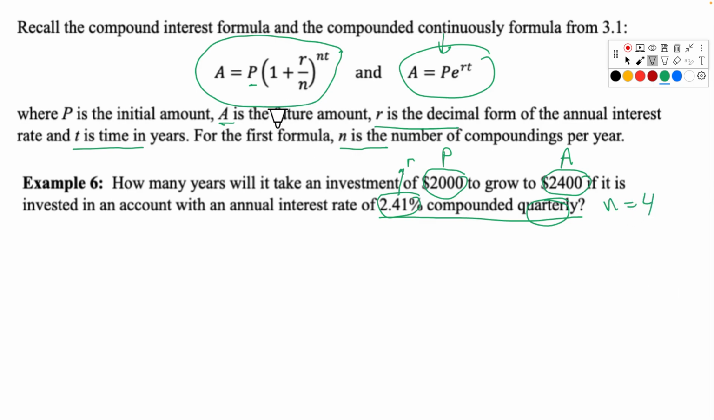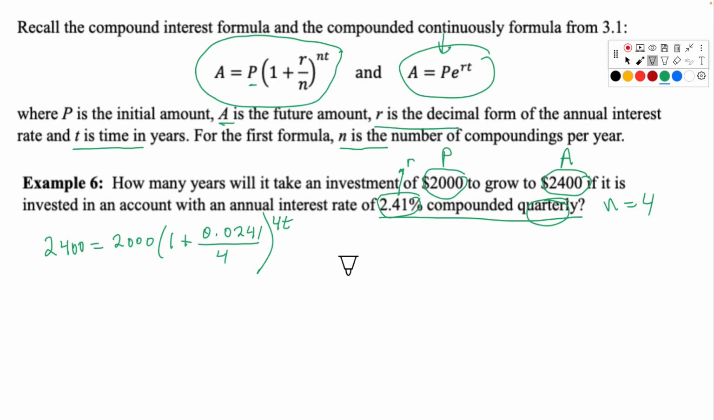And we're doing it periodically. If it was continuously compounding, then we'd use this formula. We might do both. So anyway, we plug in all our values. A is 2,400. The principal is 2,000. 1 plus the interest rate, 0.0241, divided by the number of compounding periods, which is 4 quarterly. And the exponent is going to be 4t, because it's quarterly. So I'm just following this formula to get through.